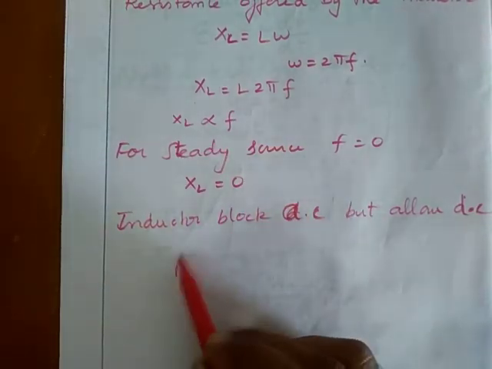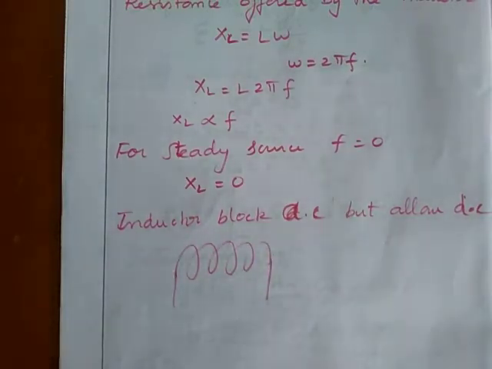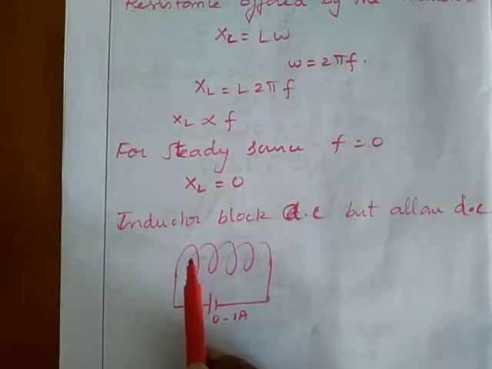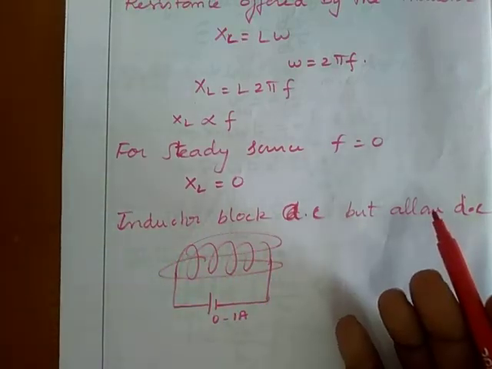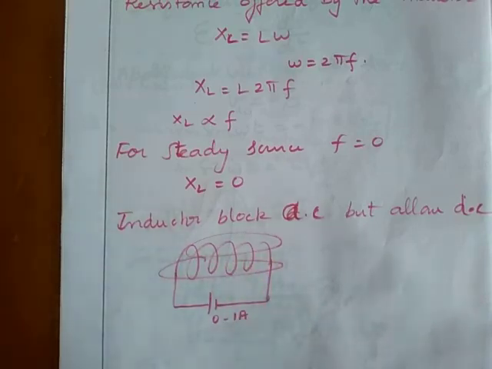See, this is an inductor. An inductor is nothing but a coil of wire. Suppose I am applying a DC source, it will start from 0 and end with a particular current value, suppose 1 ampere. After reaching it, it will produce a uniform magnetic field. There is no change in magnetic field. Due to no change in magnetic field, it will allow the current in the inductor.